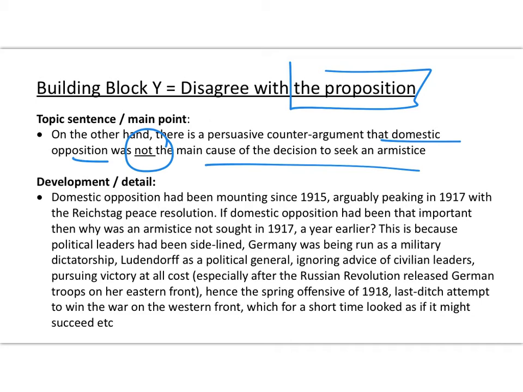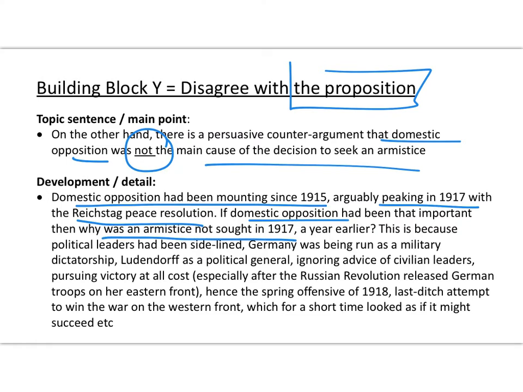Now, that's where you've got to really apply good historical thinking, okay? I would say an argument would be, well, look, there's been domestic opposition ever since 1915. Arguably, domestic opposition peaked in 1917 with Erzberger's peace resolution in the Reichstag. So if domestic opposition had been that important in causing the armistice, why then wasn't the armistice earlier in 1917? So clearly there must be other factors that caused the decision to seek an armistice. It can't be just domestic opposition. So you're developing a historical point here.